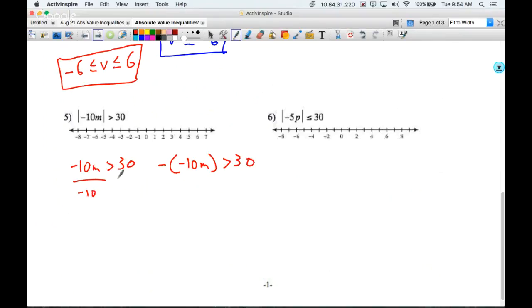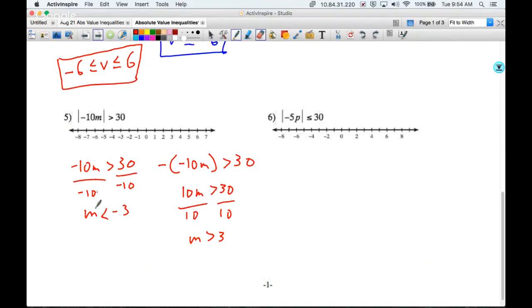Here, divide both sides by -10. M greater than or equal to -3. Oh, that's not greater than. I meant to flip it there, but I didn't actually. M less than -3. Over here, distribute that negative, it just becomes a 10m greater than 30, divide by 10. M is greater than 3.